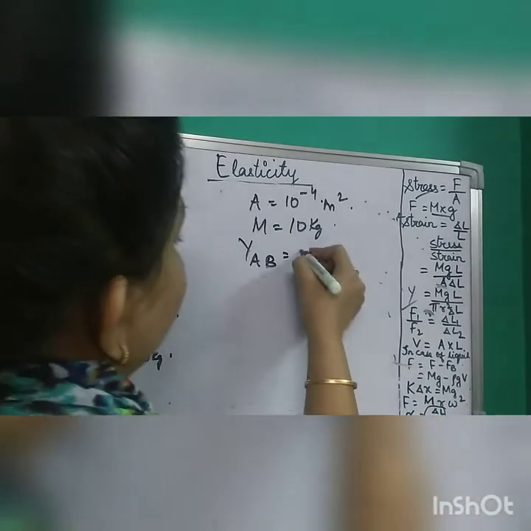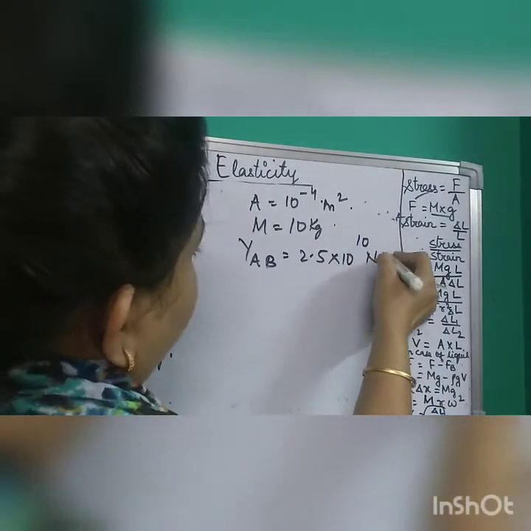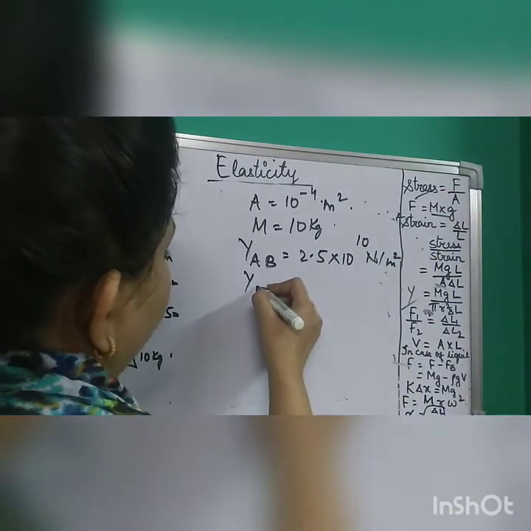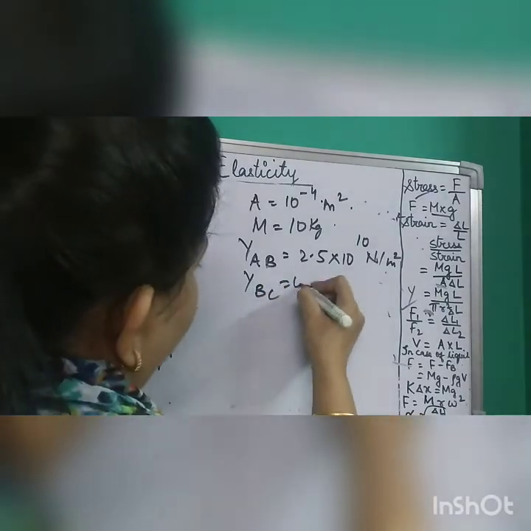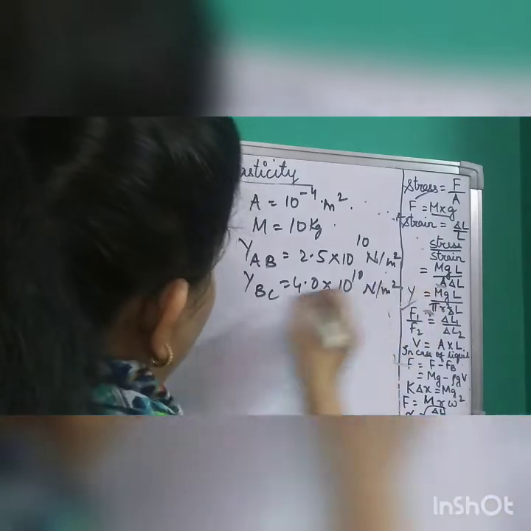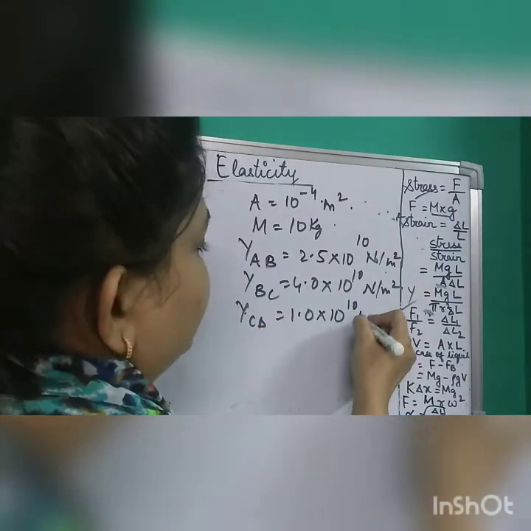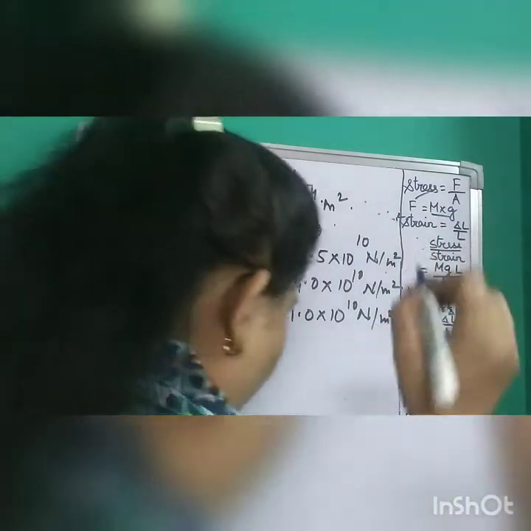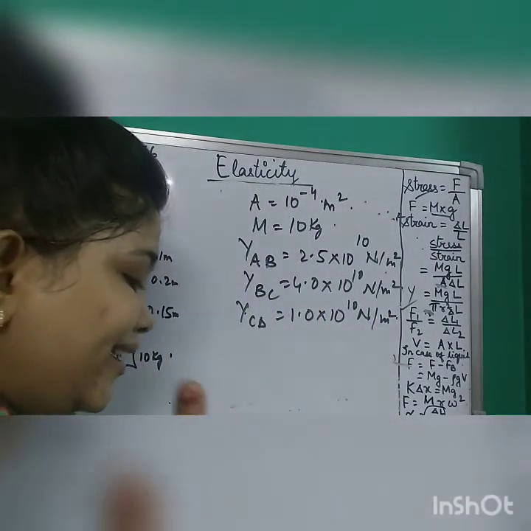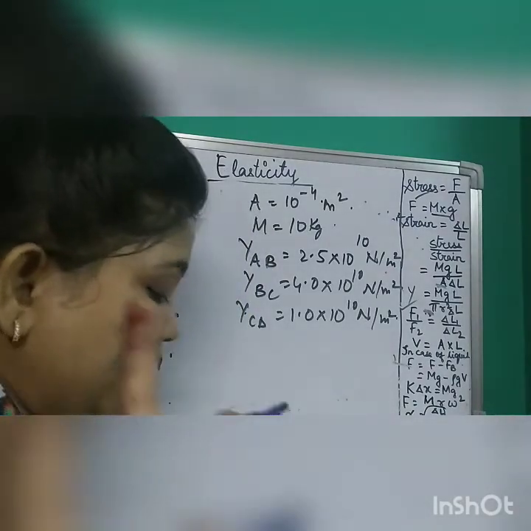Y of AB is given as 2.5 into 10 to the power of 10 Newton per meter square. Y of BC is 4 into 10 to the power of 10 Newton per meter square, and Y of CD is 1 into 10 to the power of 10 Newton per meter square. So you are asked to find the increase. Calculate the displacement of points B, C and D.